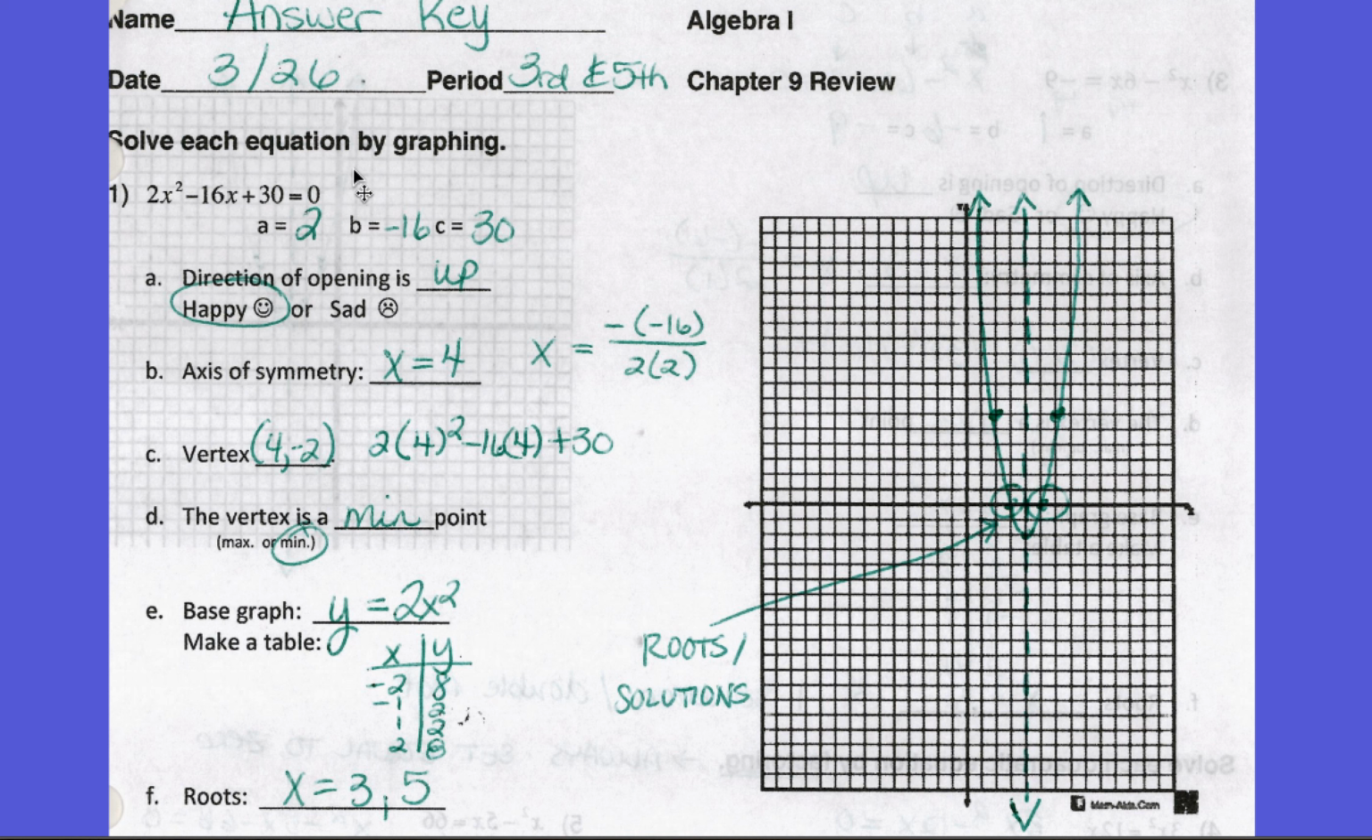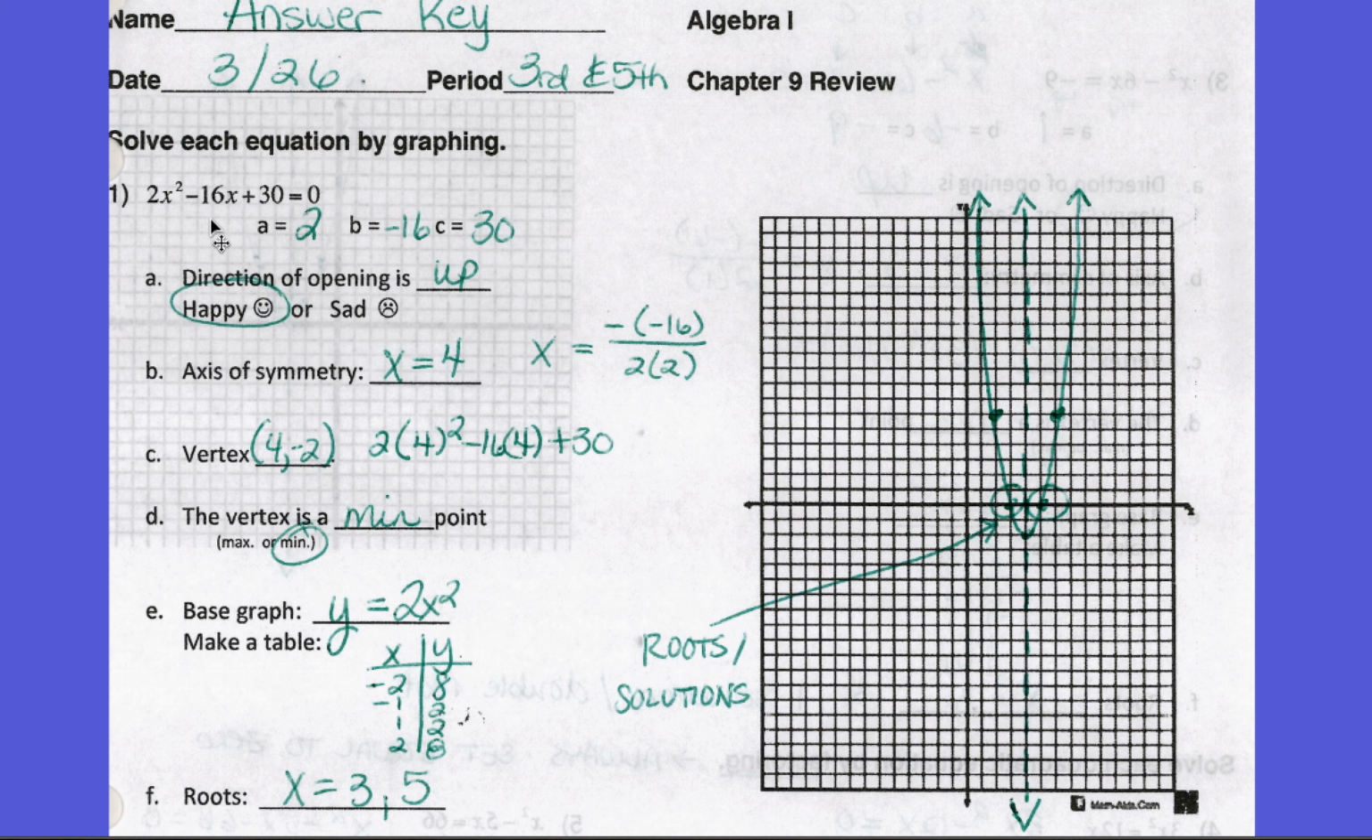So in number 1, you're solving each equation by graphing. So it has to be equal to 0, so it is. So then I can find my a, my b, and my c. My a is in front of my x squared term, my b is in front of my x term, and my c is my independent term or my constant.